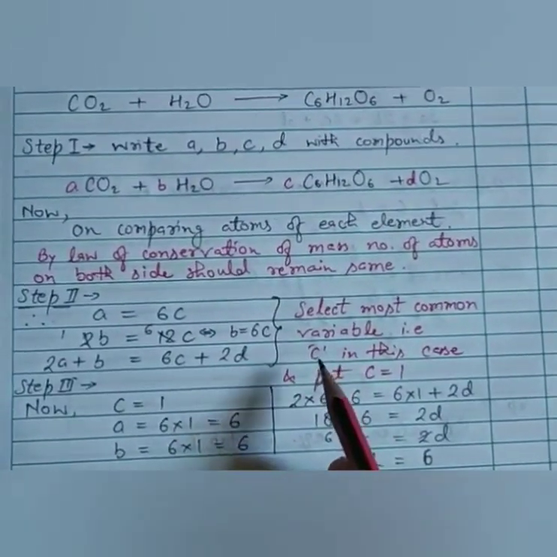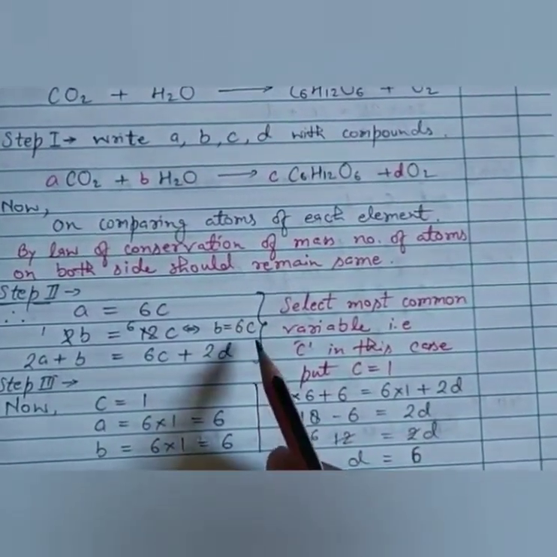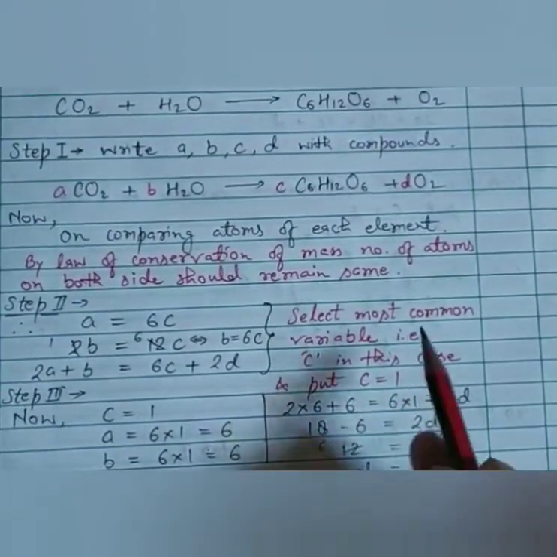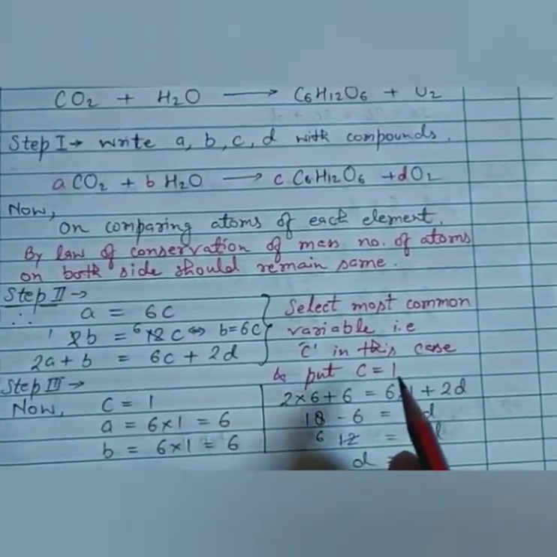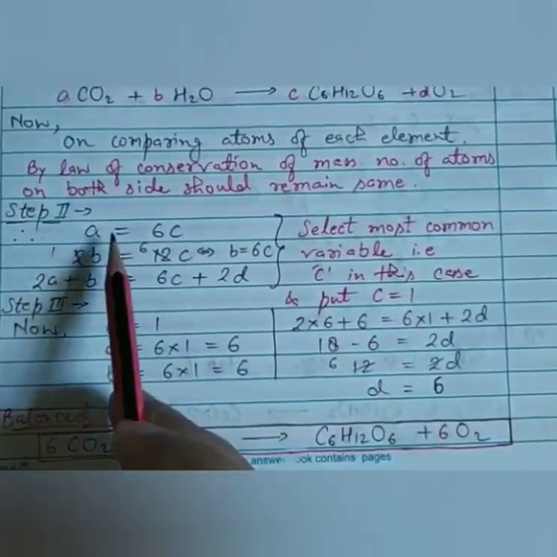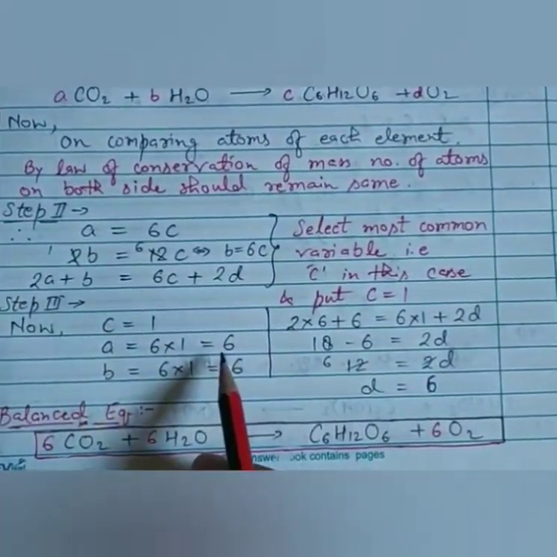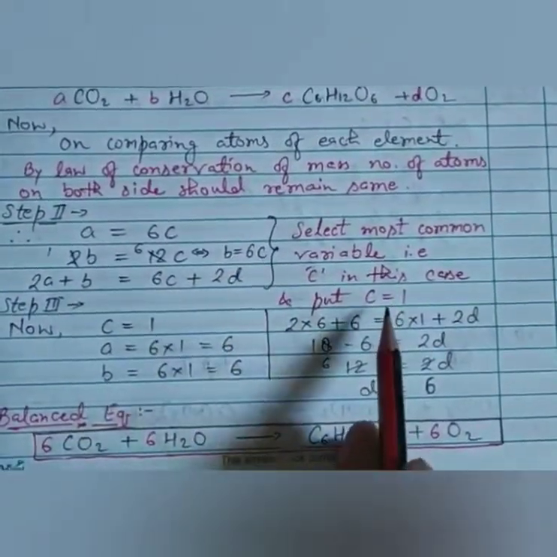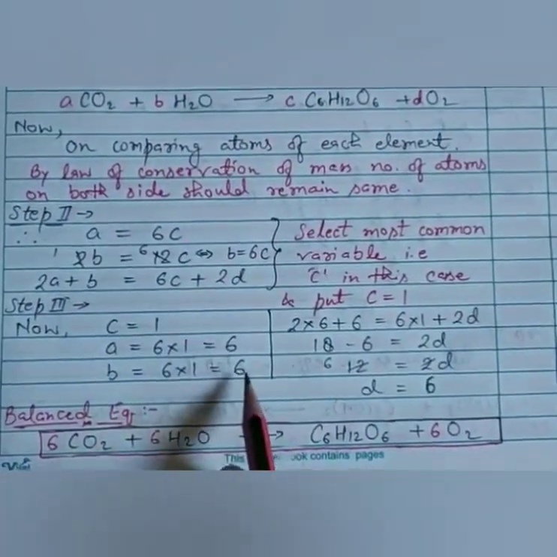In maths you must have solved equations: if we know one variable, then we can find out the other variables. We do the same here. The usual method is that the most common variable takes the value of 1. If we put C equal to 1, then what will happen? See these equations. If C is equal to 1, then A is equal to 6 into 1, that will be 6. Now B is equal to 6 into C, so if C is equal to 1, then B is equal to 6 into 1, which is 6.